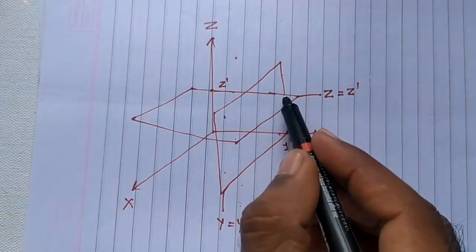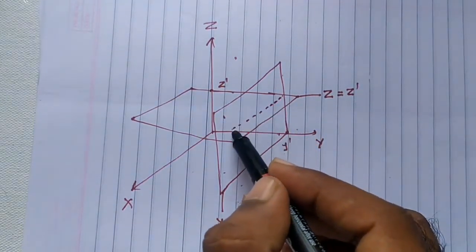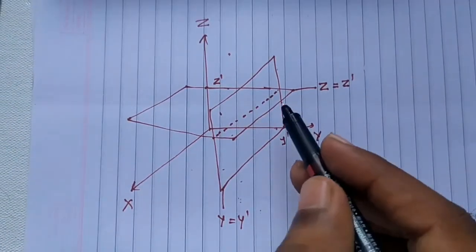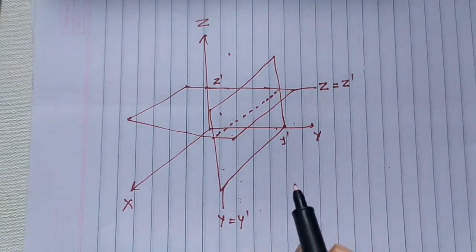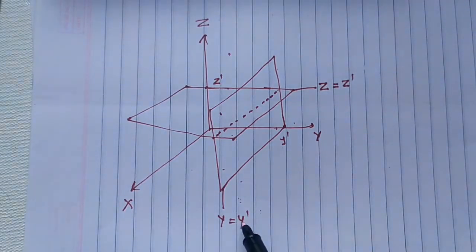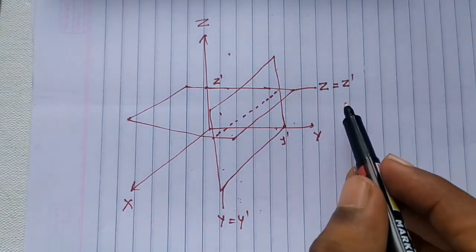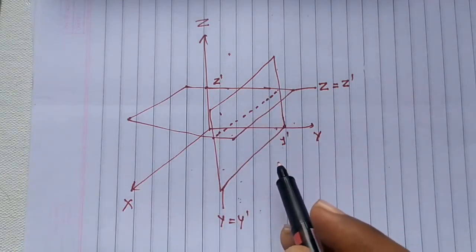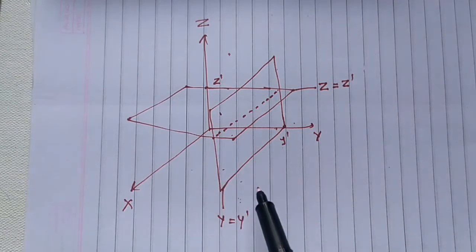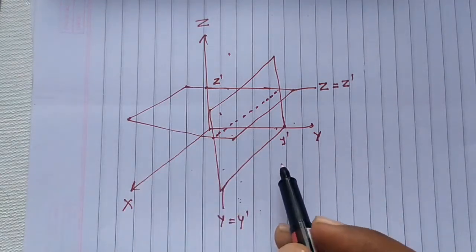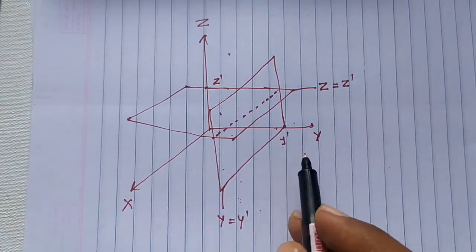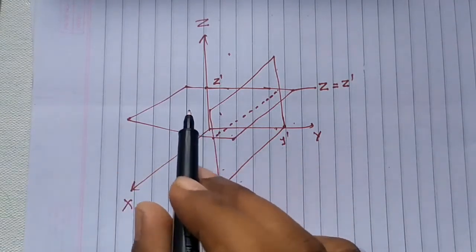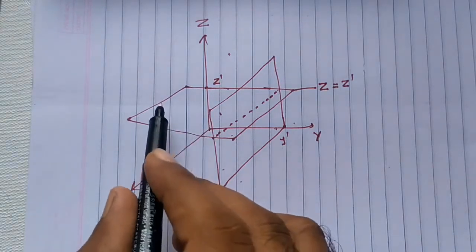Now, so this dotted line is a line of intersection of plane y is equal to y dash and z is equal to z dash. So this line we will call a coordinate line, and these planes or the surfaces are coordinate surfaces. Okay, the interesting thing is that if you draw a third coordinate surface, you will get more lines. So I will try to draw it.